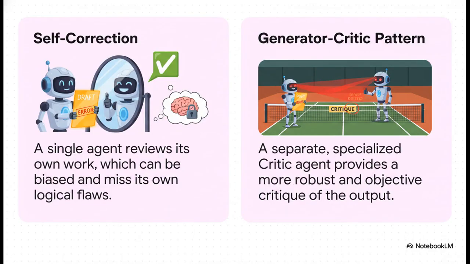Self-correction is like trying to proofread your own writing. You know what you meant to say, so you're going to gloss over your own mistakes and blind spots. It's just human, or, well, AI, nature. The generator-critic pattern, on the other hand, is like handing that essay to a professional, hawk-eyed editor. The critic's only job, its single purpose, is to find flaws. That separation of roles is what gives you a truly objective and way more powerful review.